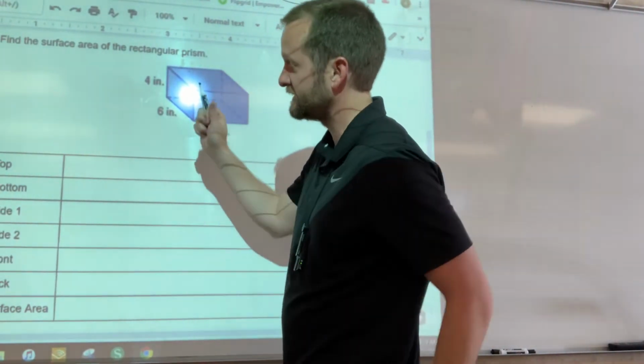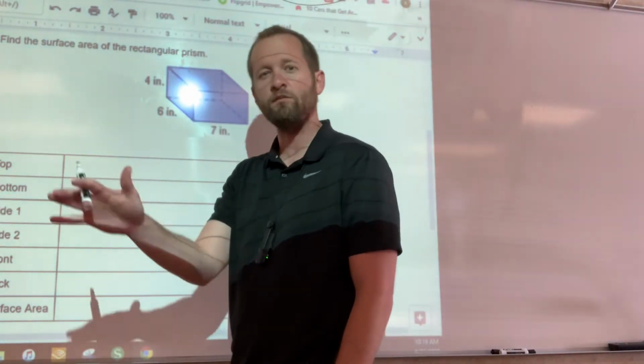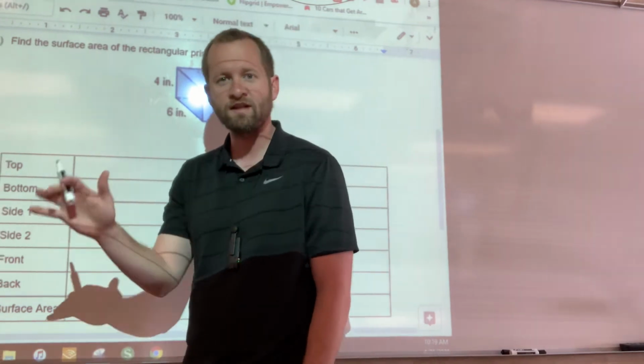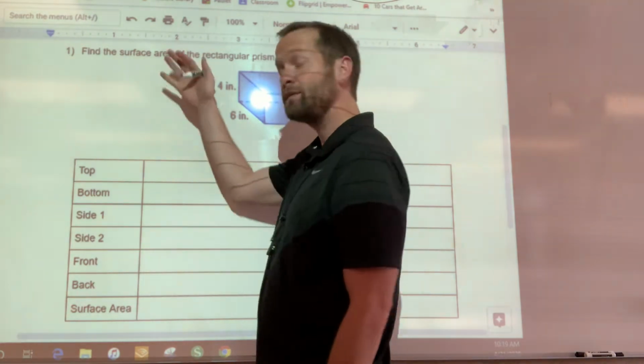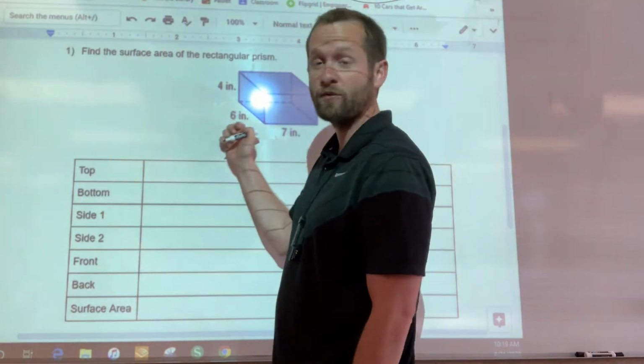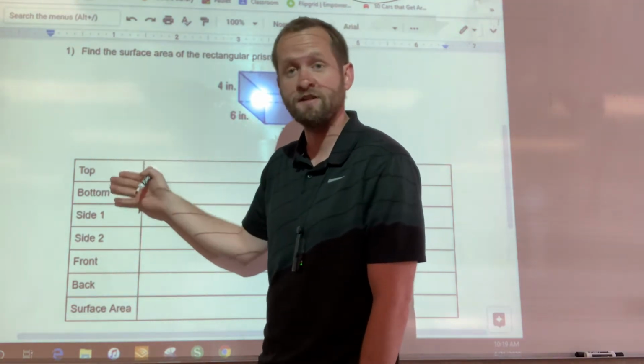And to help us keep organized, because there's a lot of numbers flying around when we do this, I've got this table for us here, and this comes exactly from our worksheet. This is one of the problems on our worksheet that we have to do today.